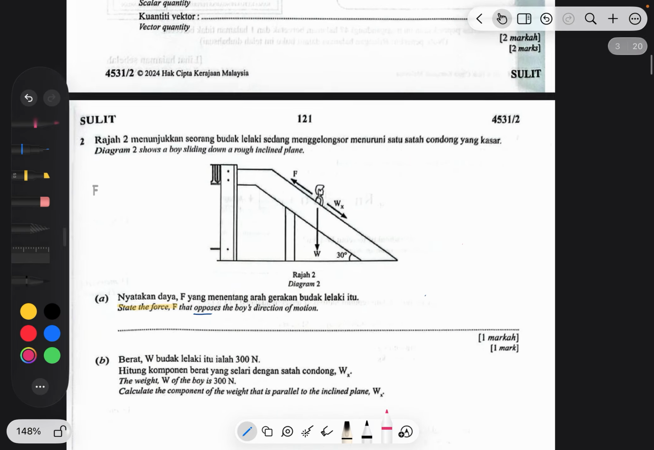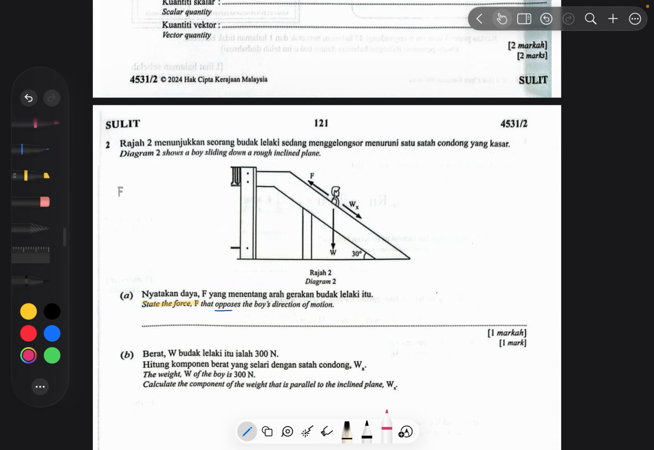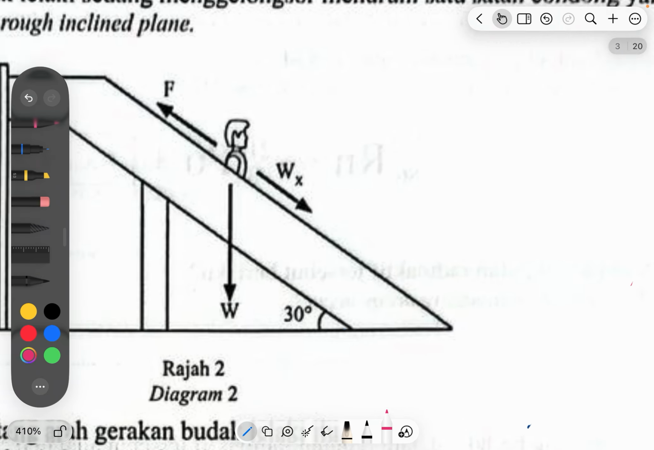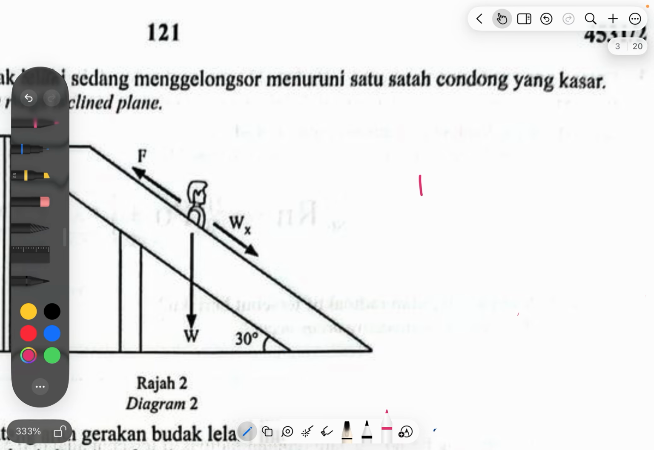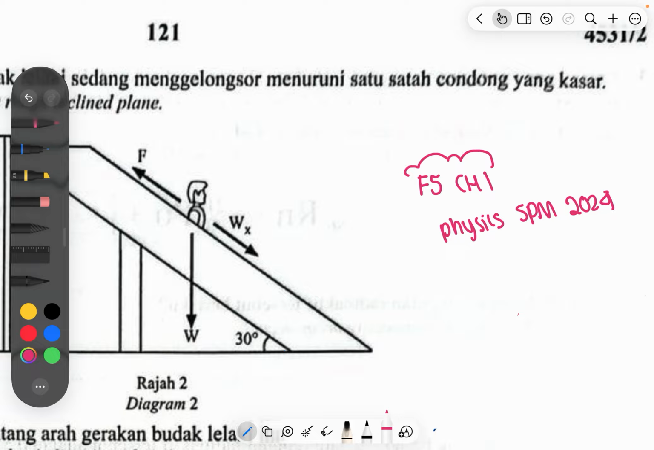After multiple tries, I'm telling you, I'm not even lying, finally I've come to the understanding of how to resolve these forces, okay? I made 3 videos, and as I was doing it, I kept realizing, wait, it's not supposed to be like that. And now I finally, hopefully, have realized how to do this. So this is Form 5, Chapter 1, Physics, SPM 2024.